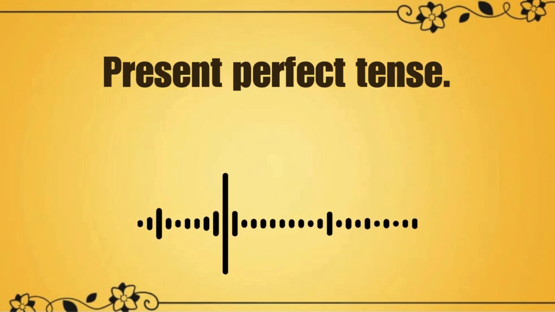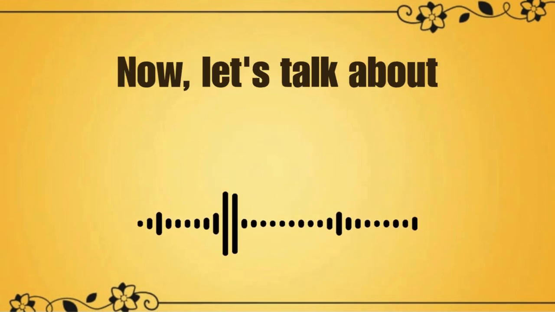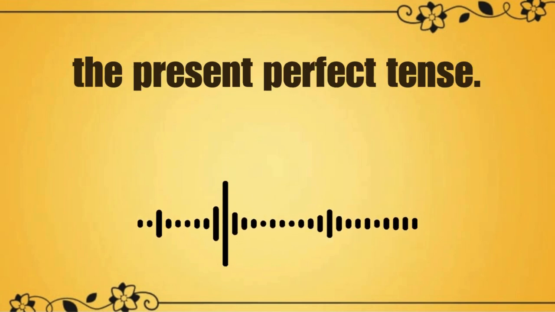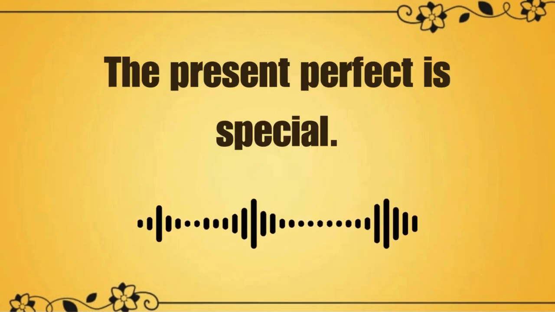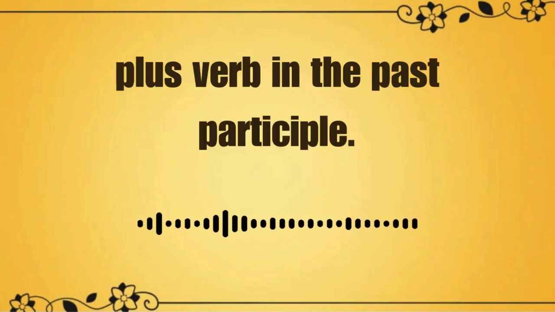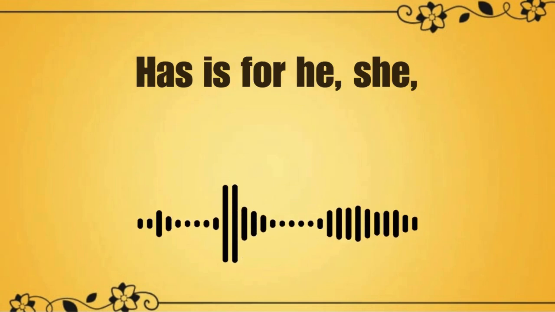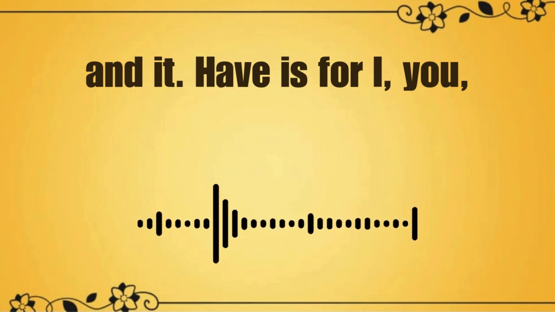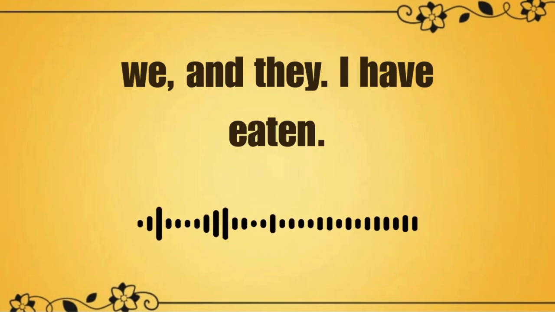Present perfect tense. Now, let's talk about the present perfect tense. The present perfect is special. We use have or has plus verb in the past participle. Has is for he, she, and it. Have is for I, you, we, and they.